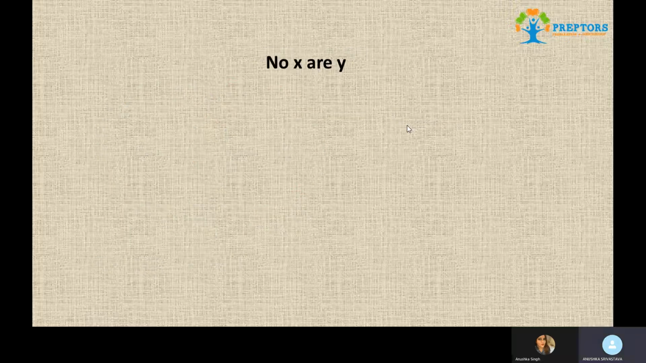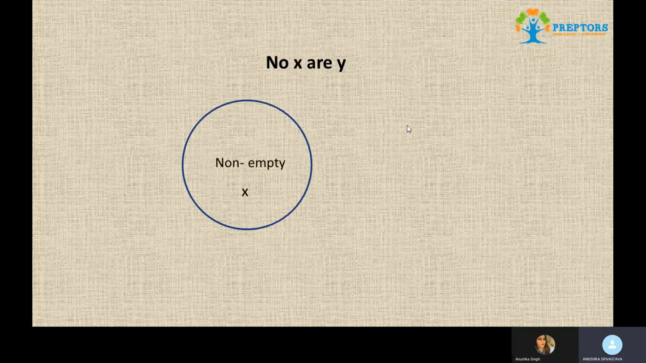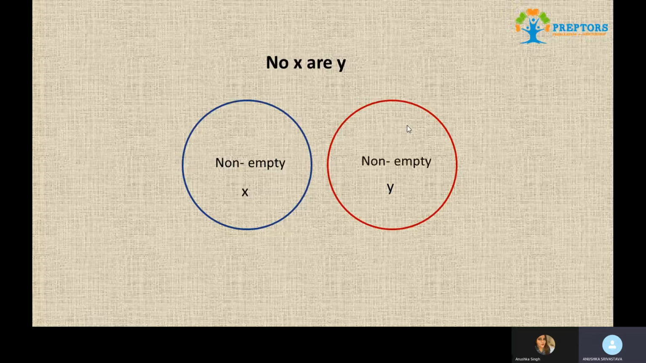The last categorical proposition is universal negative, wherein no x are y. So this is one circle which is non-empty. This is another circle which is non-empty. No other possibility can arise out of no x are y.